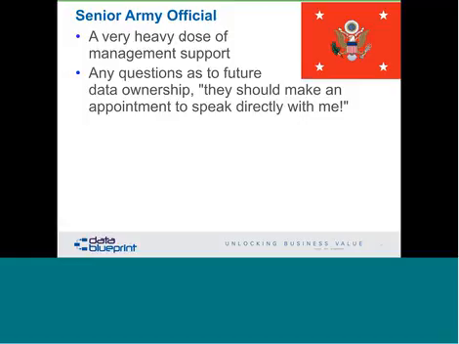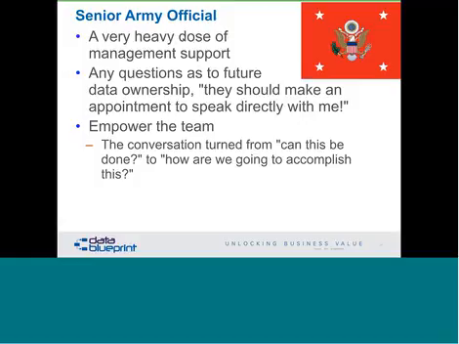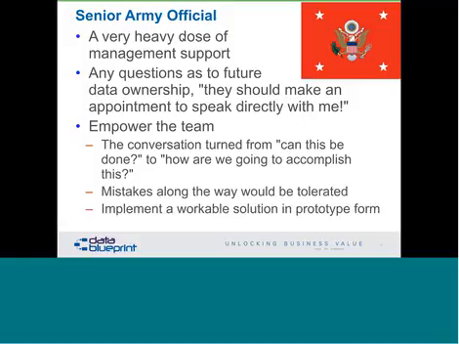Just that little change there absolutely empowered the team and changed from a can this be done to how are we going to accomplish it conversation. He also made it clear that mistakes would be tolerated along the way, and we were able to build a workable prototype under these circumstances. Again, the goal here was to save lives. People were thinking in one way, but the application of governance in this case enabled people to really change.